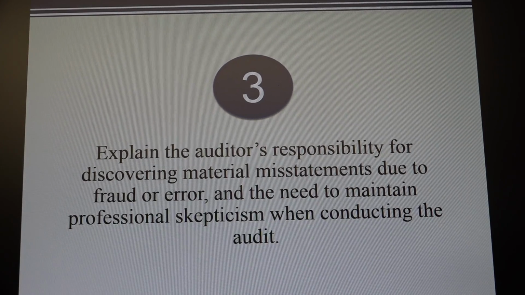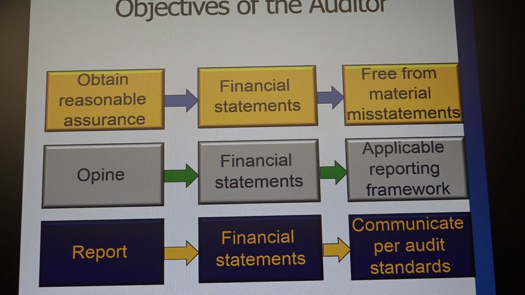As far as the auditor's responsibility, the auditor's responsibility is to report on any material misstatements in the financial statements, and render an opinion stating that either the financial statements are free from material misstatements, or if not, they must communicate that as well. And they have to do so after obtaining reasonable assurance that these financial statements are free from either fraud or error.